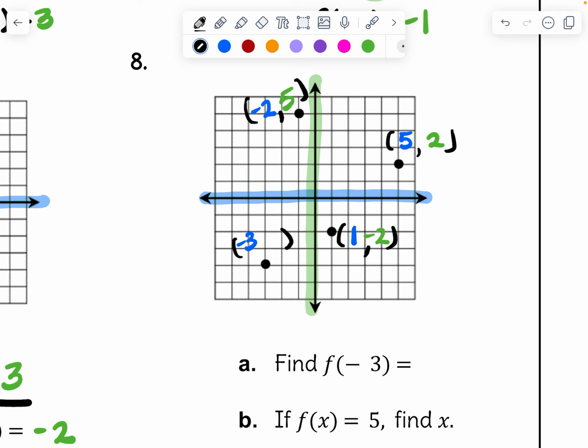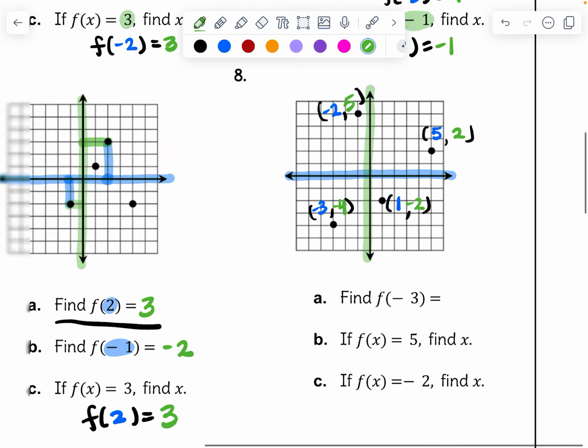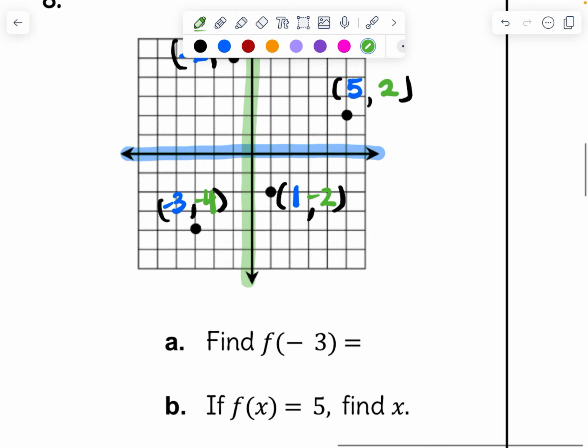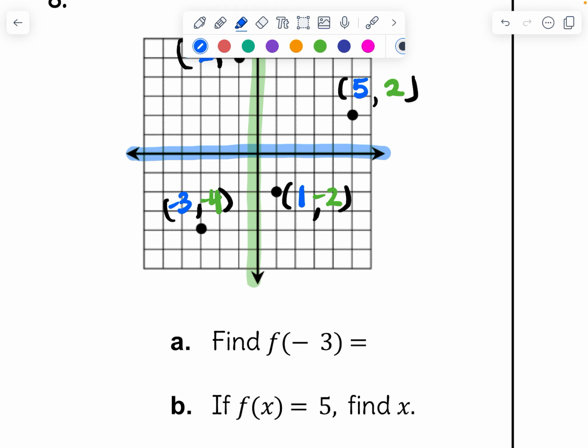x and negative 4 for y. So now when I answer the questions, find f of negative 3, I just look where the input is negative 3 or x is negative 3. That's this point. The output is negative 4.